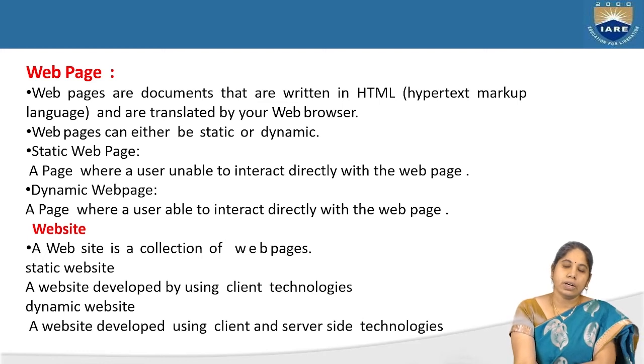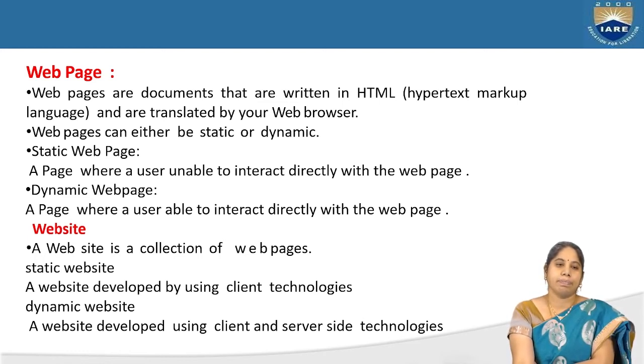Now, sometimes people use web pages. So what is a web page? A web page is nothing but a document, simply a document which is written in HTML, and these web pages are static or dynamic. Now, what is a static web page? By using HTML, we are allowed to write only static web pages. Static means that the user can't interact with the page.